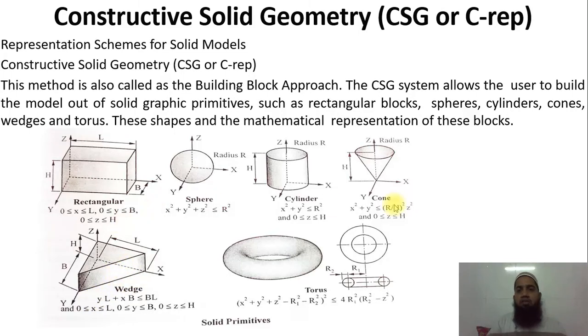So a few entities are given over here. We are using such kinds of entities, such kinds of primitives, to develop a solid model, okay. And this method, the CSG method, is called the building block approach. The CSG system allows the user to develop the model out of solid graphic primitives. As I said, these are all the primitives, and I already explained all the primitives, okay. These are the shapes and the mathematical representation of the block.